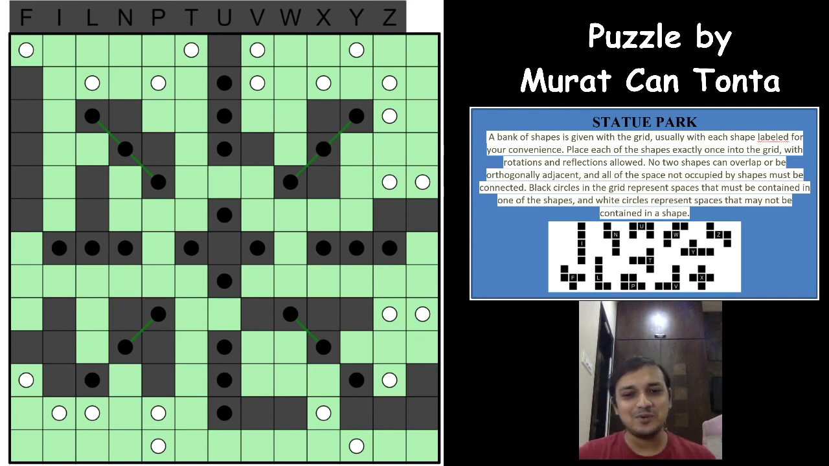What an excellent puzzle this was, guys. This is one of the best Statue Park puzzles I would solve. What a great theme. The theme was the black hole theme. If you see, the theme has 3 white circles in each direction, indicating the middle hole. Excellent solve, excellent theme. I really love the puzzles by Murat. He is an excellent author.